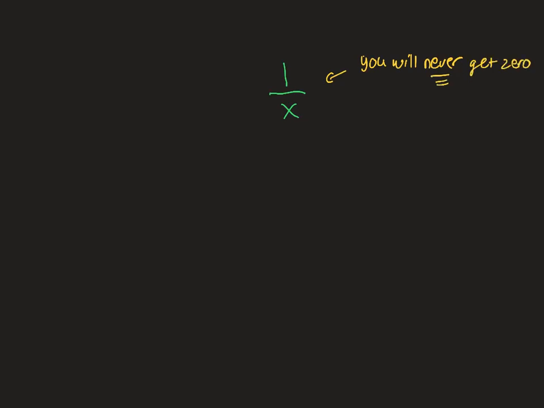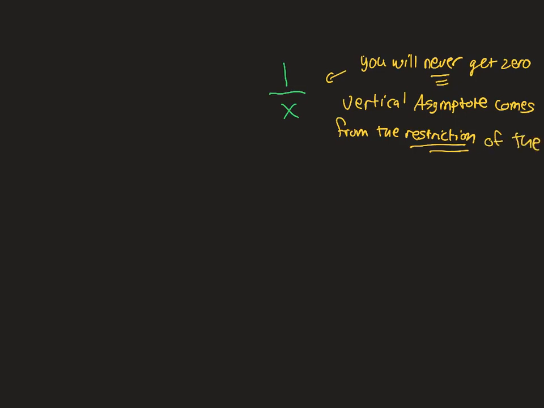So the vertical asymptote always comes from the restriction of the rational expression.